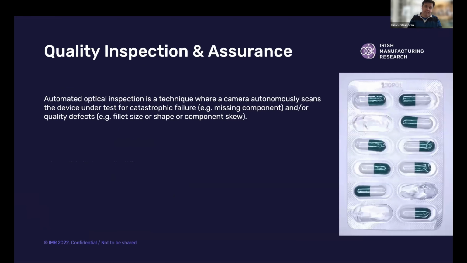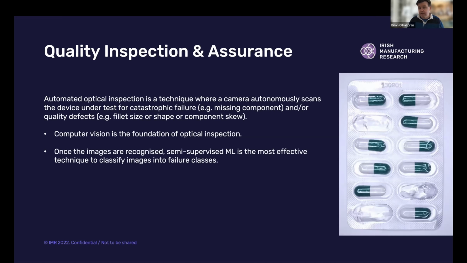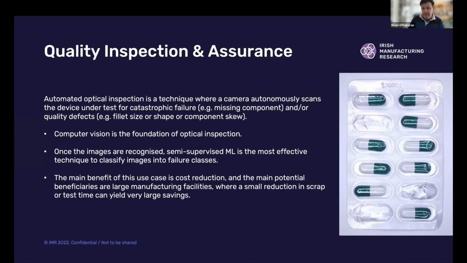Another use case is quality inspection and assurance. Automated optical inspection is where we take a camera and it autonomously scans the device for catastrophic failure or quality defects. Computer vision, which belongs to deep learning, which is a subset of machine learning, is a foundation of optical inspection. And once the images are recognized, we use supervised machine learning to classify the images into the failure classes, whether they fail or not. The main benefit, as you might imagine, is things like cost reduction. The main beneficiaries of these are large manufacturing facilities where even a small reduction in scrap or test time can yield very large savings.